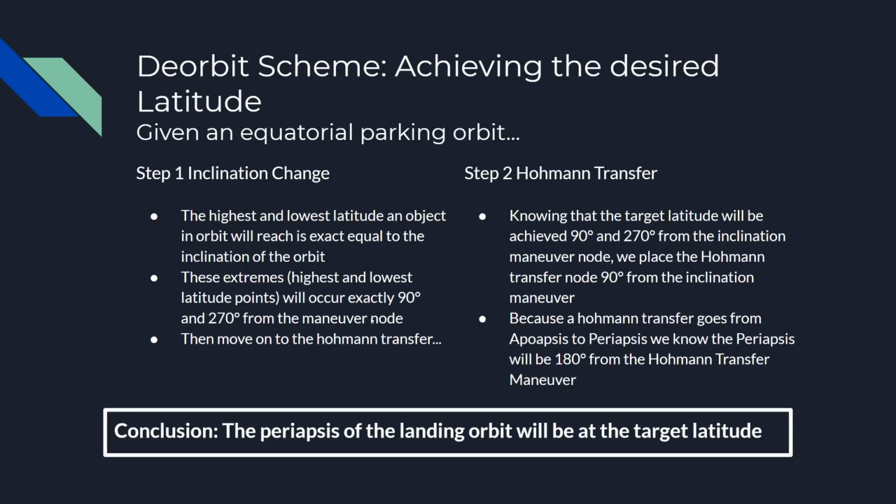That's always a consequence of geometry. So, knowing that, if I put a Hohmann transfer 90 degrees after this maneuver node, then I know that my periapsis will be 270 degrees from where I started, meaning that my periapsis will be at the target latitude. So I've essentially cut down where I need to put these maneuver nodes because I know that my target latitude is going to be reached at the exact altitude that I want it to be at.